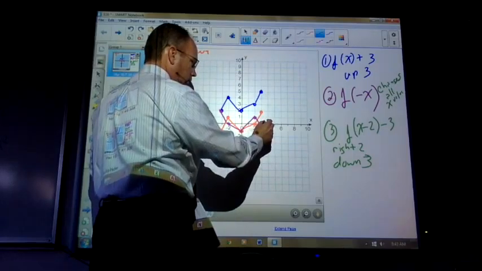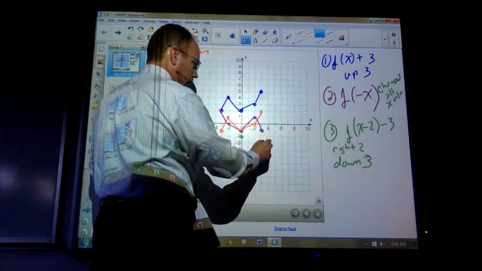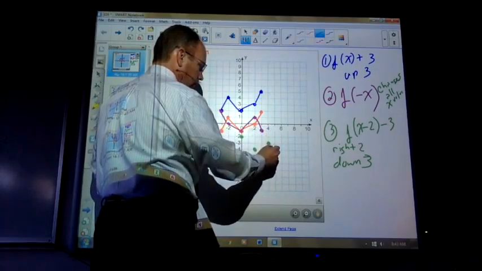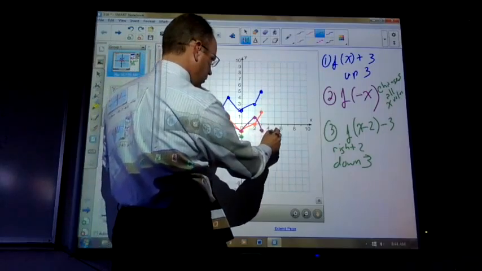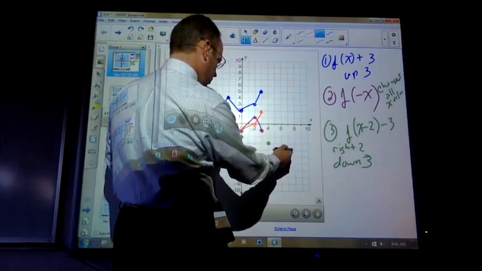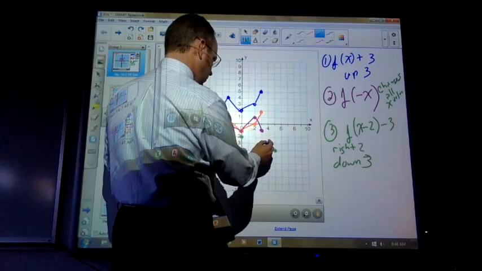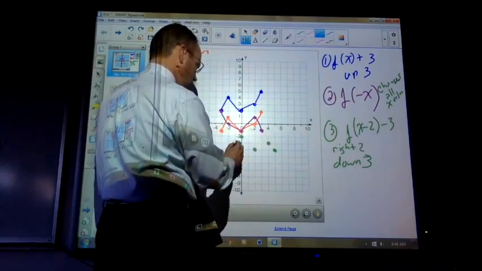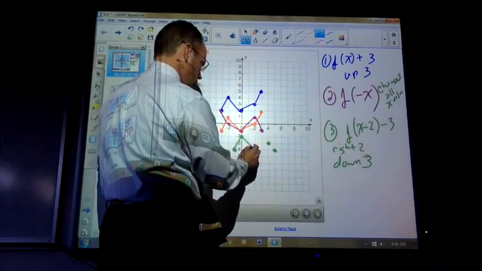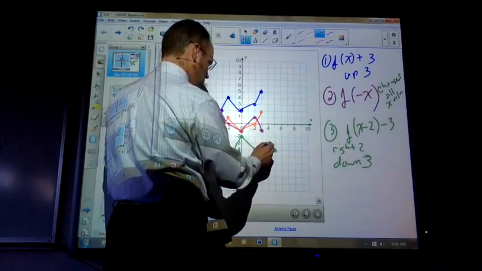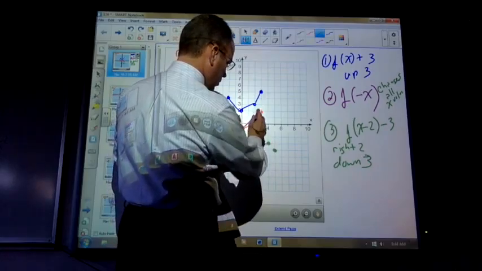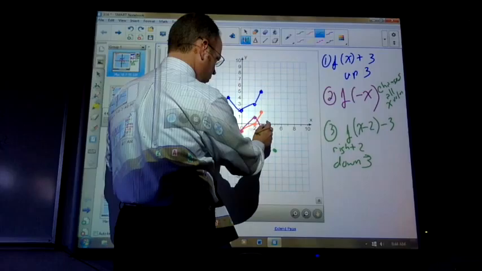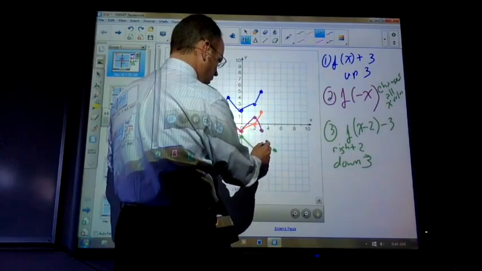This one, right 2, down 3. And then right 2, down 3. So, wait, right 2, and 1, 2, 3. I give this one. There we go. What is that? Right 2, down 3.